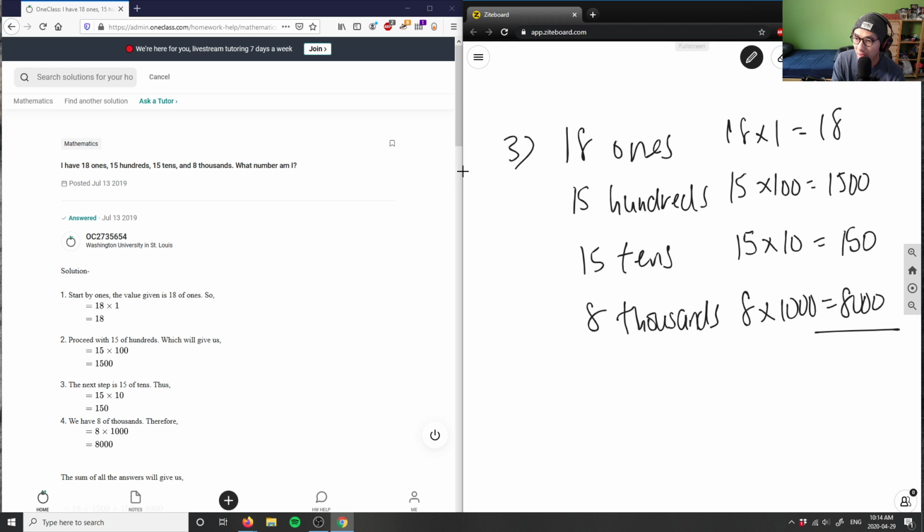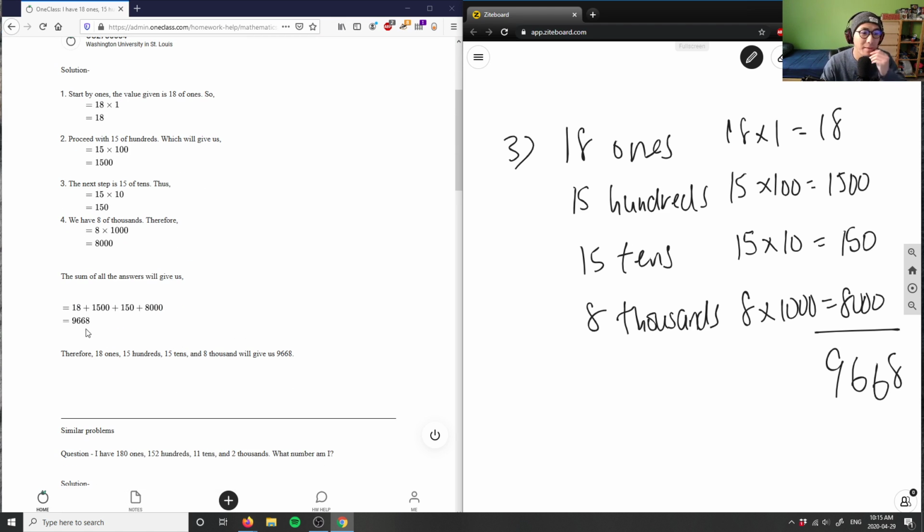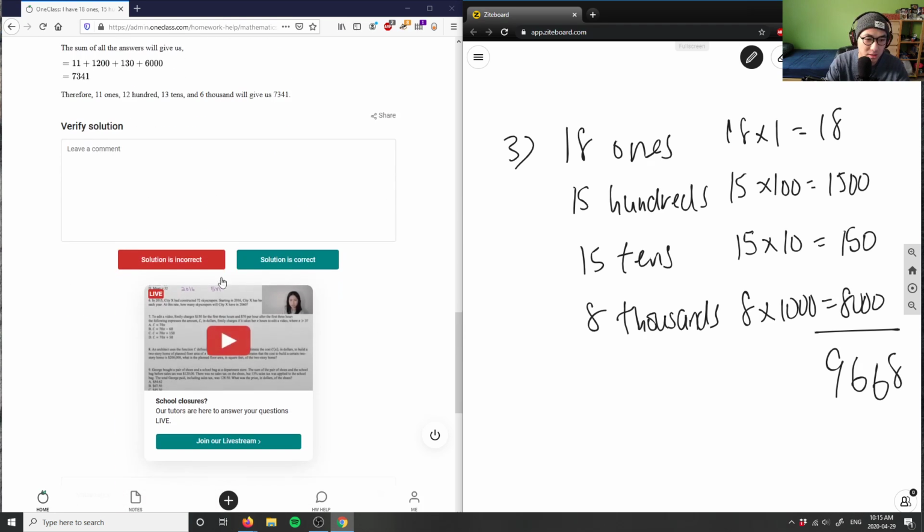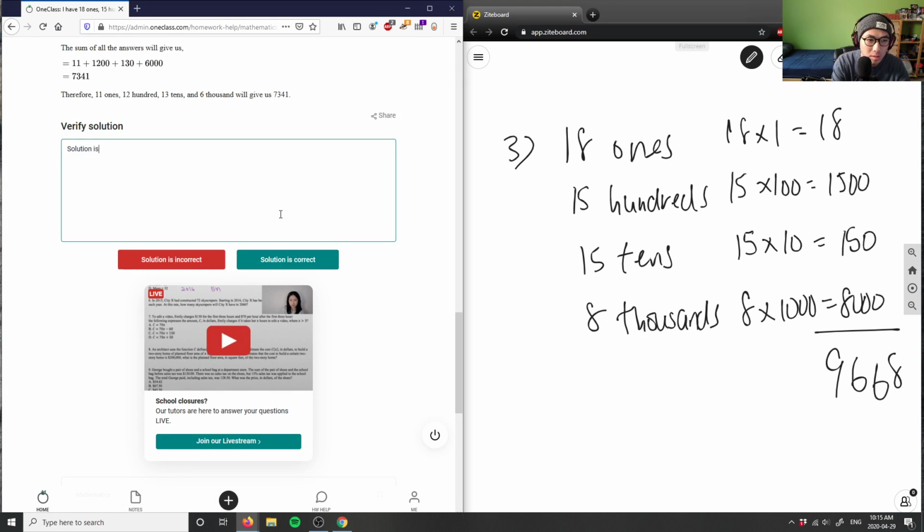So you get a value of, let me see if I do this in my head. 9668 would be my answer, I believe. Yes, 9668 here. So if I add all these up here, the number here is 9668. So this solution here is correct. Great analysis here.